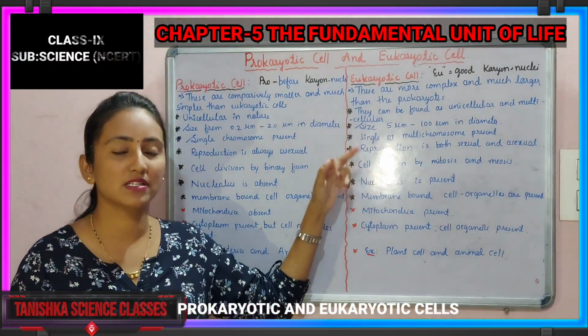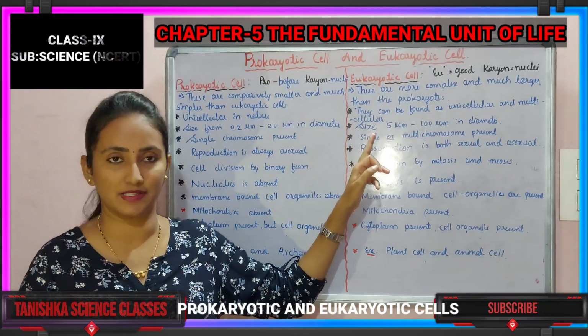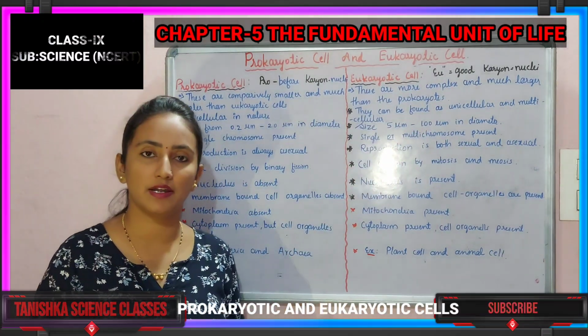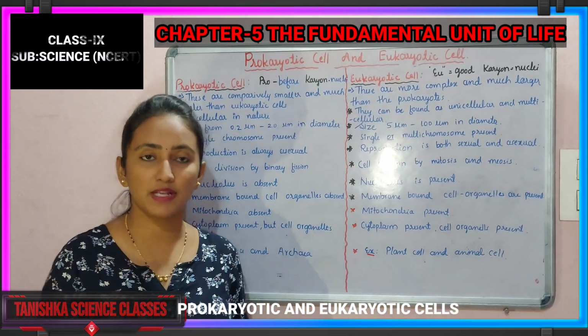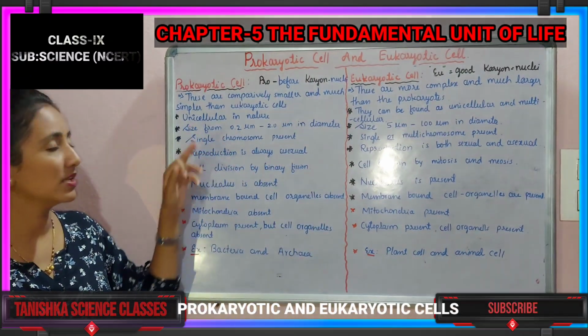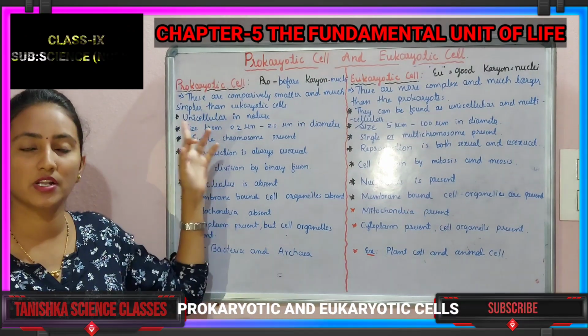Compared to the prokaryotes, eukaryotic cells are very big in size. Their size is 5 micrometers to 100 micrometers. They are a little bit big compared to the prokaryotes. Prokaryotes are unicellular in nature.